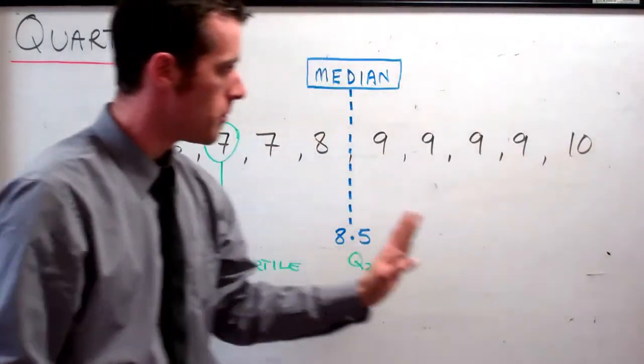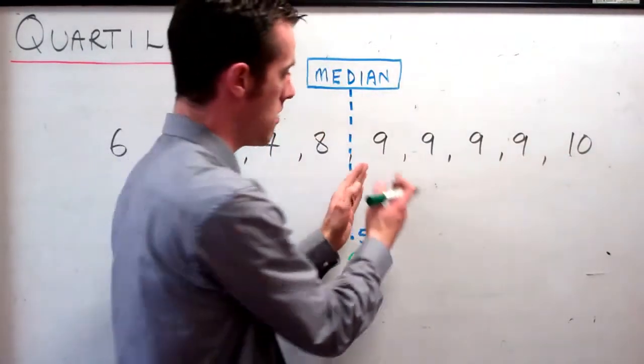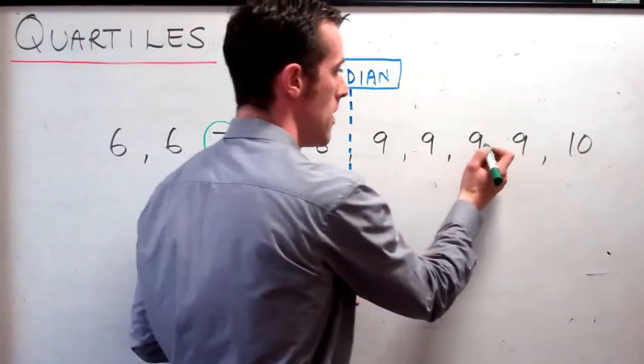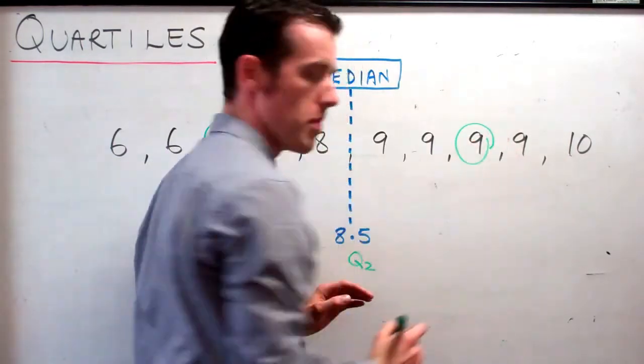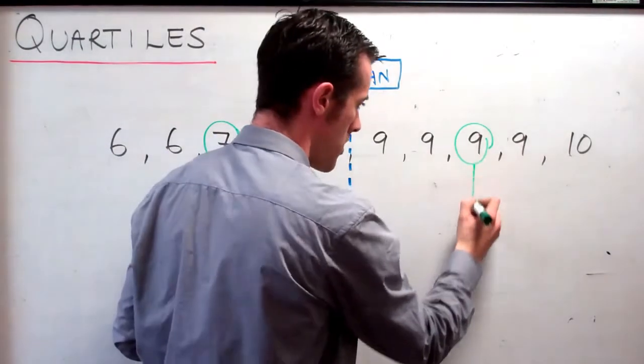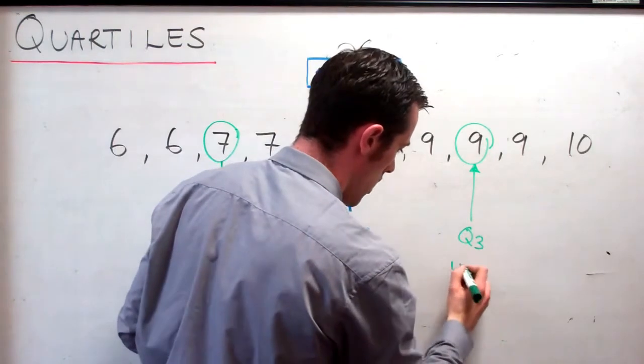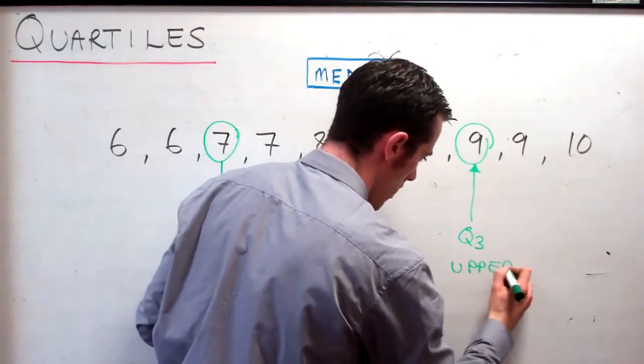For the upper quartile, we're going to do exactly the same thing with this data set. So we've got 5 numbers. This makes it easier because it's an odd number. And that's the middle number there. So this we call Q3, or the upper quartile.